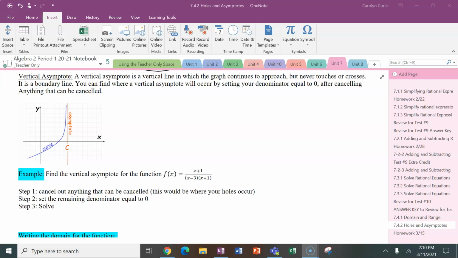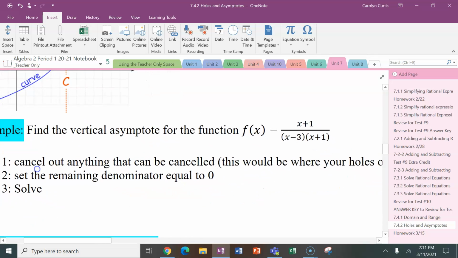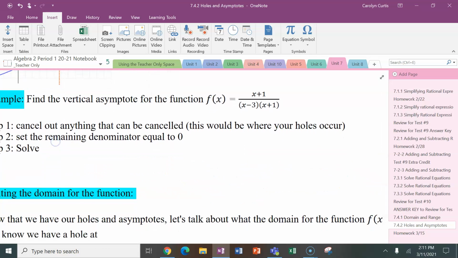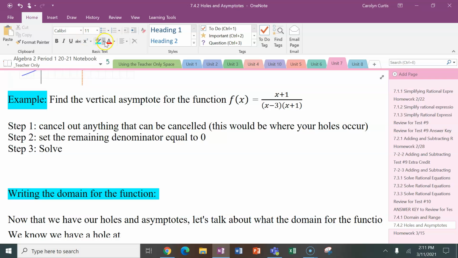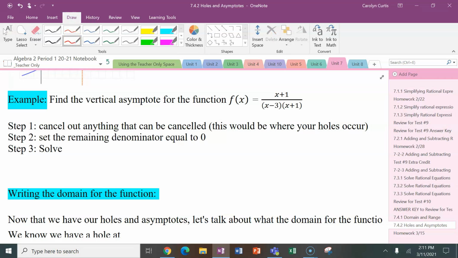So we're going to look at the same example that we looked at for our hole, but now we're going to find the vertical asymptote. So here's the function that we were looking at in our first example. And our first step for finding a vertical asymptote is to cancel out anything that can be canceled. So again, this is where your holes would occur. So cancel out and find where your holes would be, and then go about your asymptote.